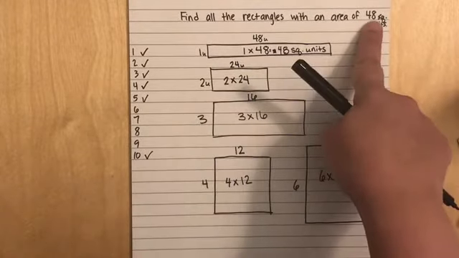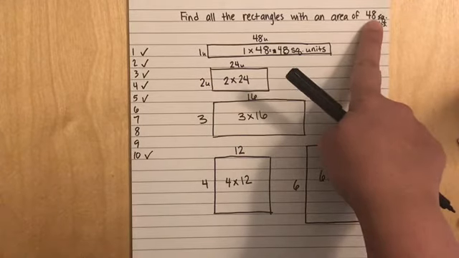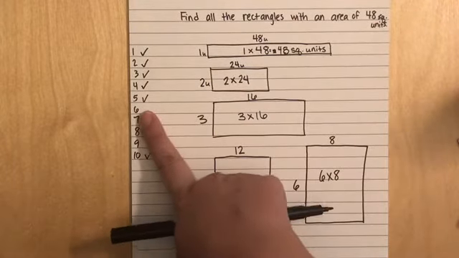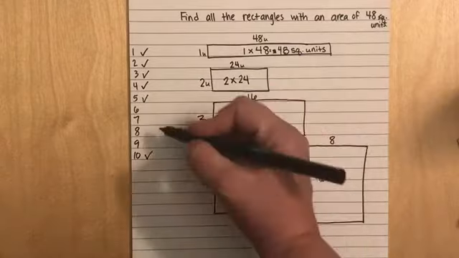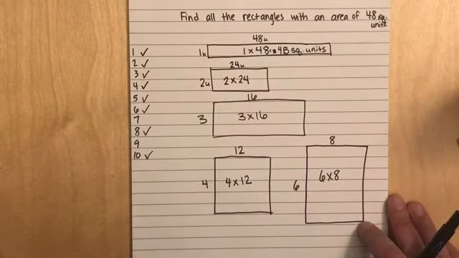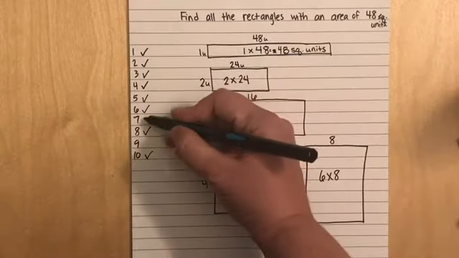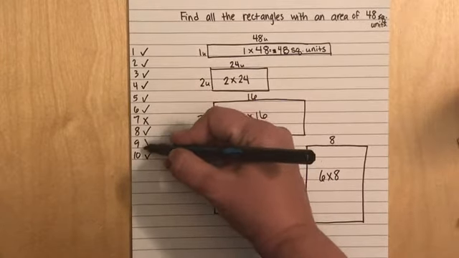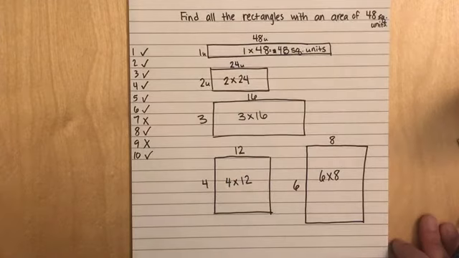It needs to end in a 5 or a 0 for it to be multiplied by 5. With my sixes, I know that 6 times 8 is 48 if I count by my sixes or by my eights. And then my sevens completely skip it, and my nines completely skip 48 as well. So you should have drawn 5 rectangles for 48.